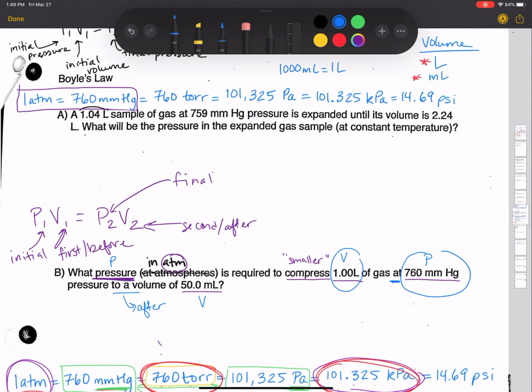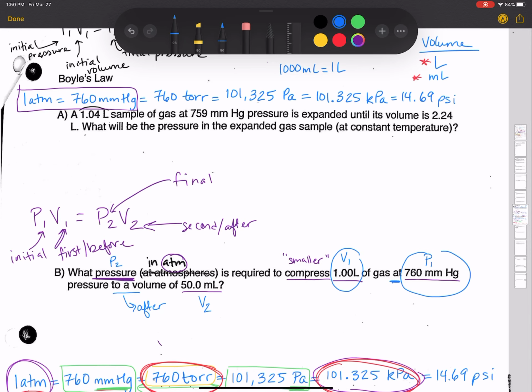So this right here is my V1 and this is my P1, because the question is telling you that you started with this volume at this pressure and you now want it to go to this volume. So this is your V2, and that means you're looking for what pressure you needed for that. So what pressure is the 50.0 milliliters? What pressure of gas is that going to be in?